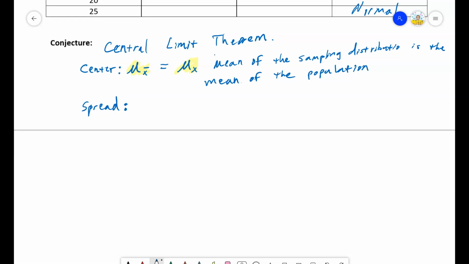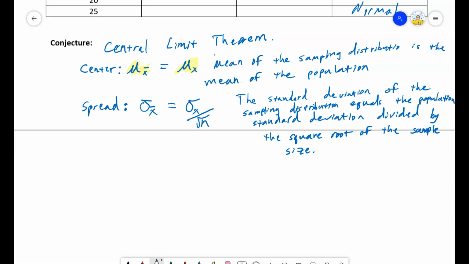When we're talking about the spread, generally we're going to use standard deviation. The standard deviation of all of those sample means of x bar equals the population standard deviation divided by the square root of the sample size. It keeps getting smaller. So that's the second takeaway. We have 3 pieces to the central limit theorem. We want to talk about the center, talk about the spread, and then finally the shape.